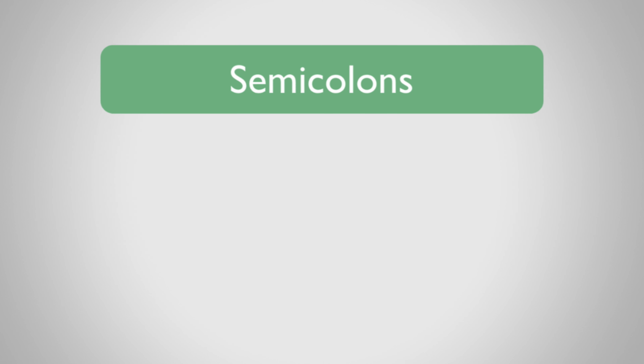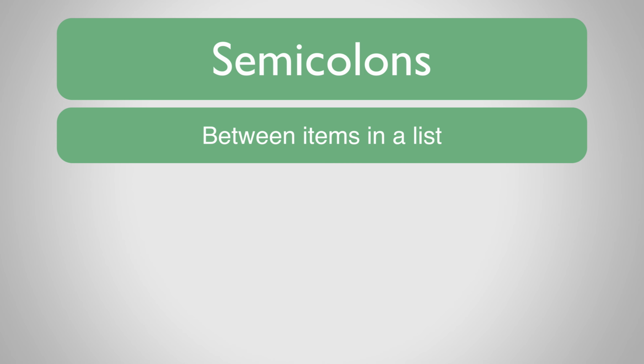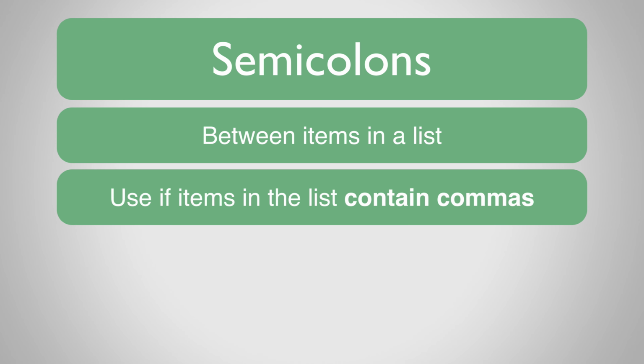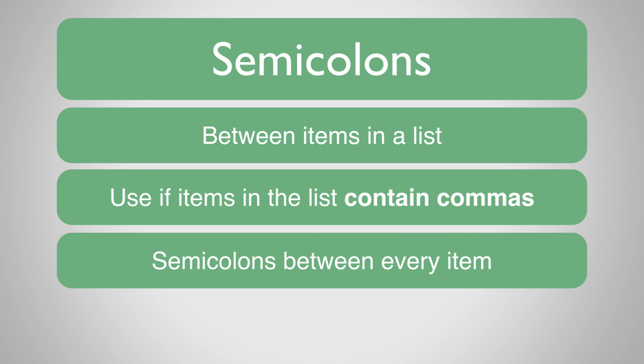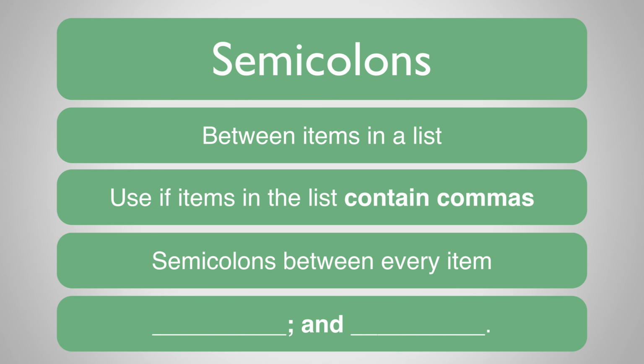So, just like commas, semicolons can be used between items in a list. We only use semicolons if one or more of the items in the list already contains a comma. If we're using semicolons in a list, we put them between every item, even the last 2, where we'll use a semicolon followed by the word and.